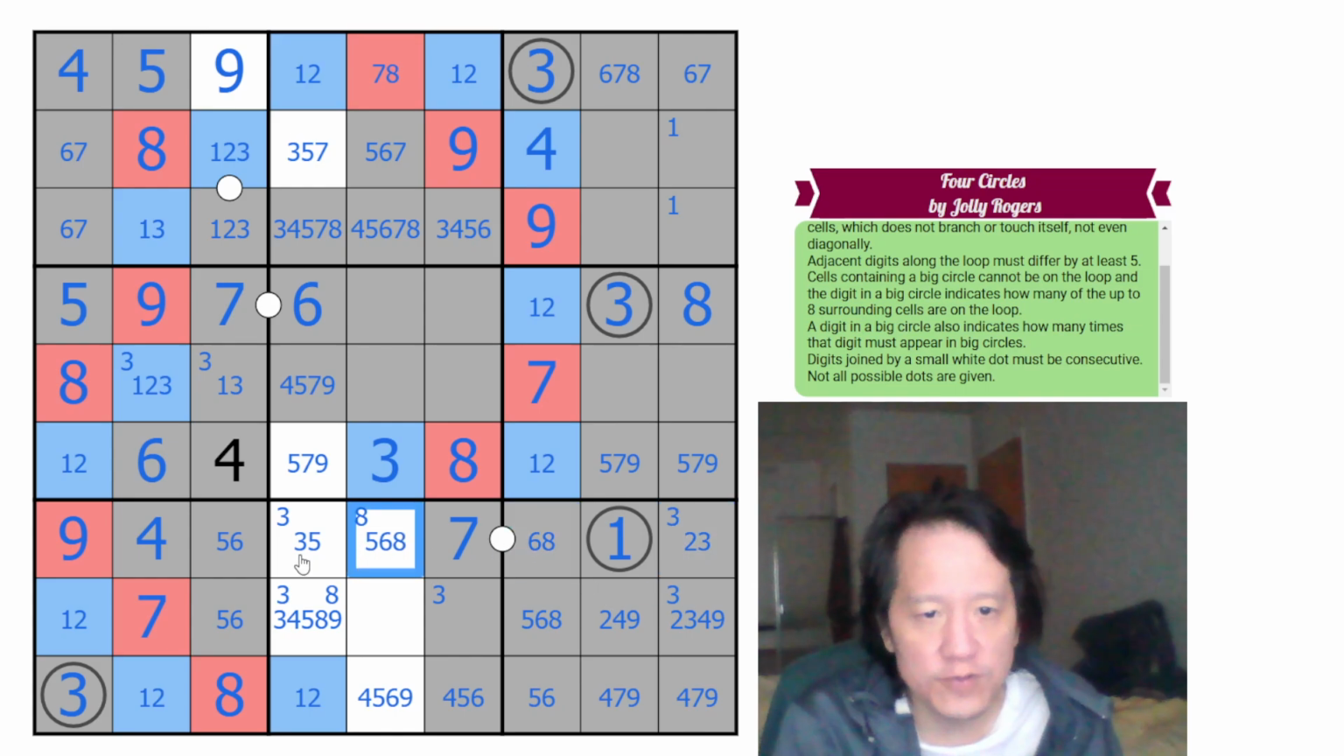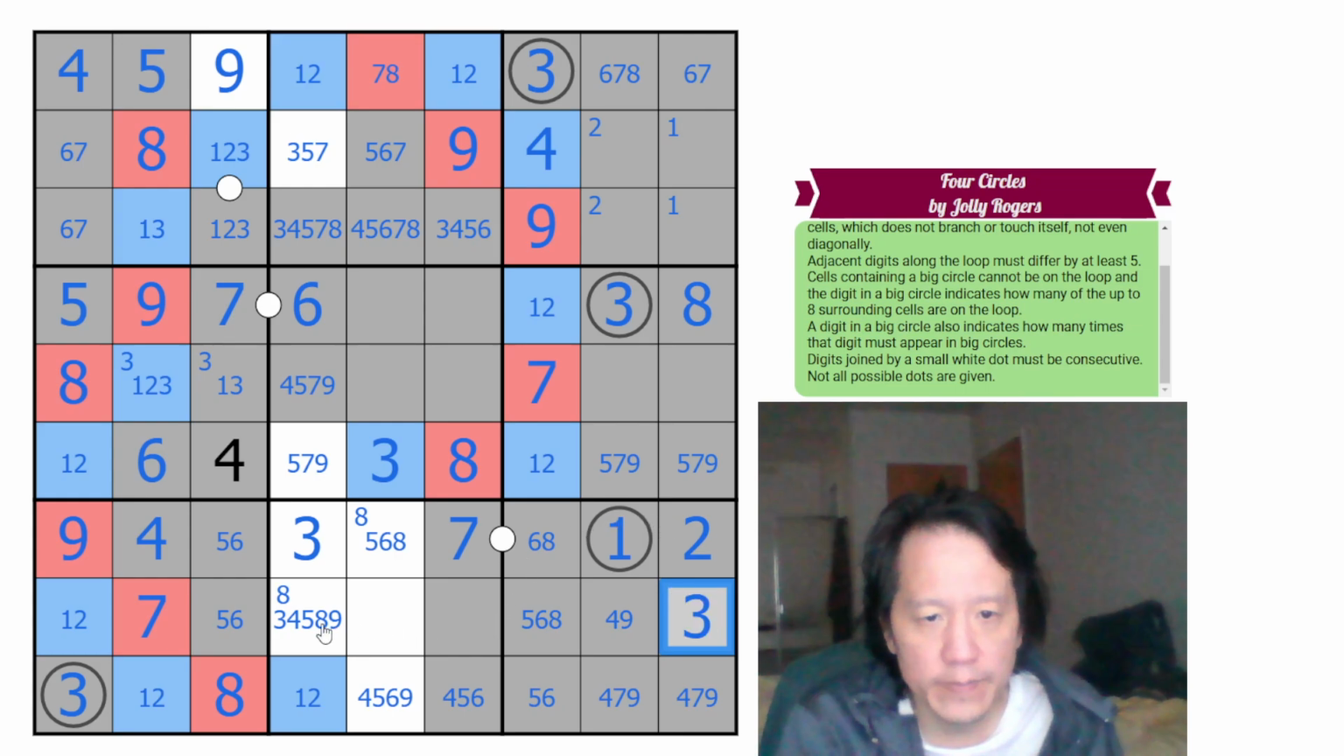Which means we have a 5, 6, 8 triplet in row 7. So the rest of them cannot be 5, 6, or 8. So the 3 must be here, the 2 must be here, which means this can't be 2. This can't be 2. The 2 is one of these two. So 8's one of those two. Therefore, this can't be 3. This can't be 3. This must be the 3. This can't be 3.